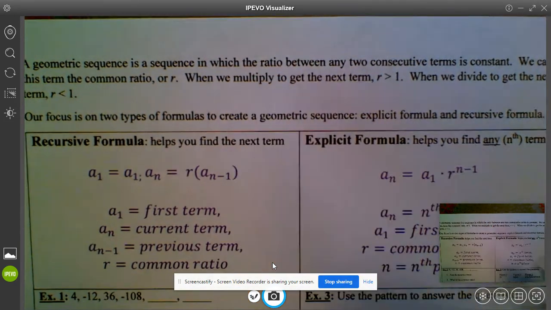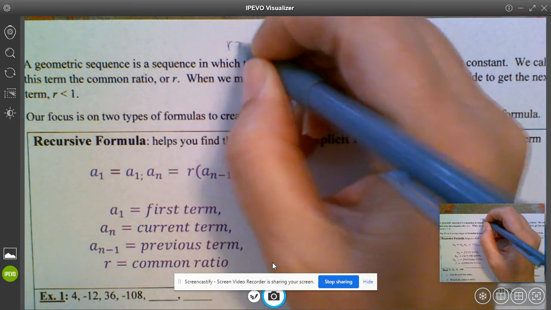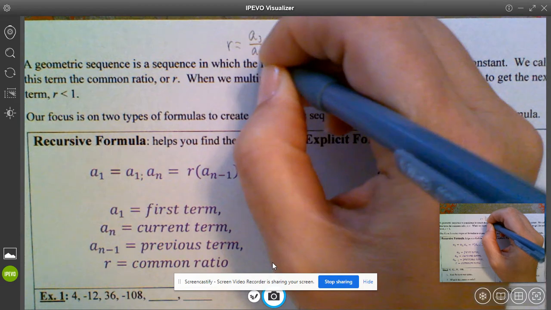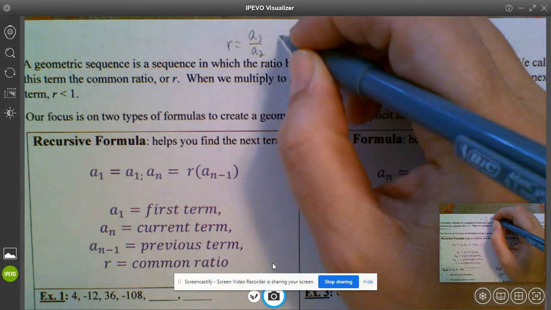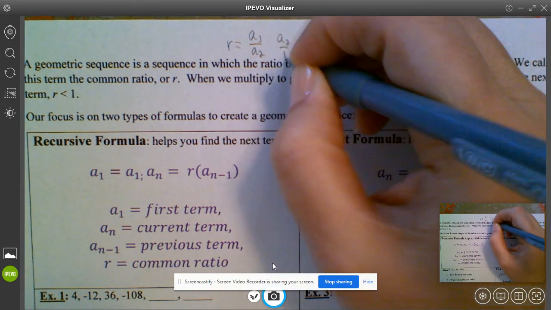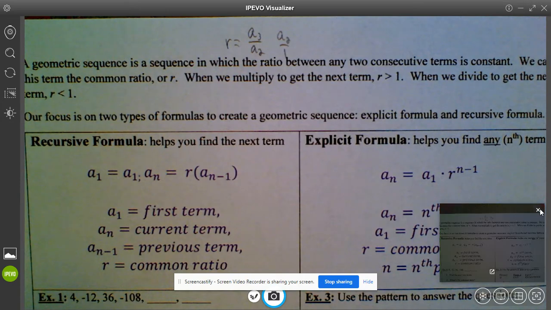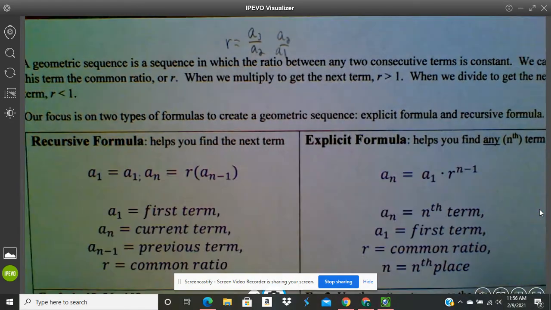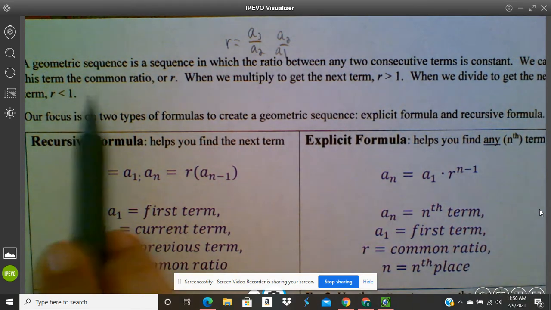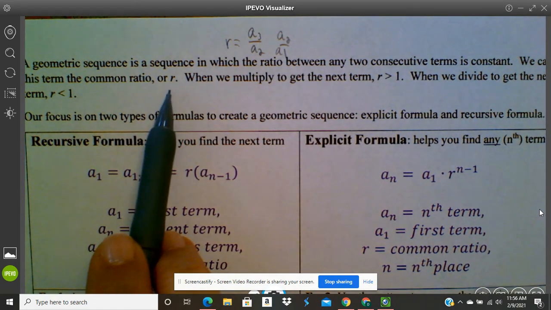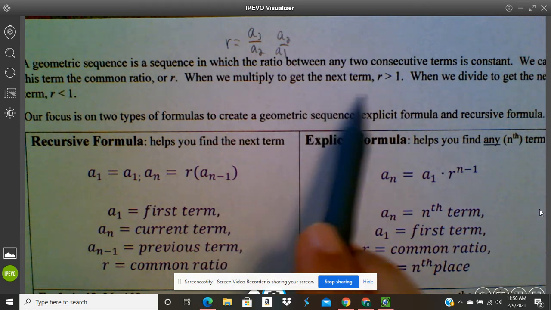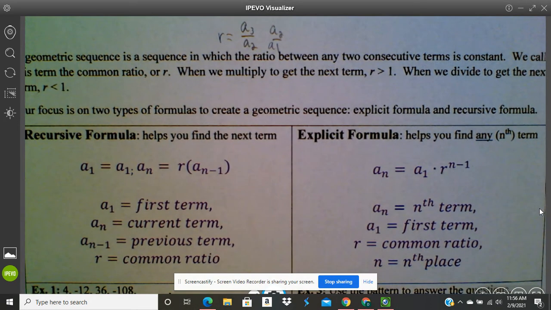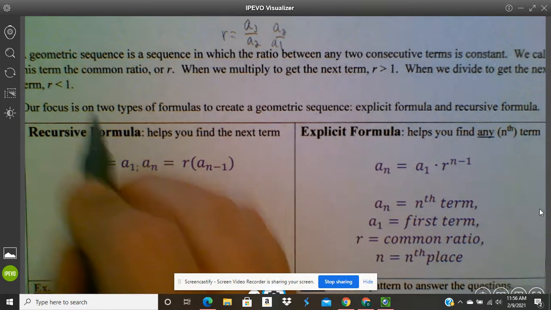And if you're ever unsure how to find it, just remember the common ratio will be the third term divided by the second term, or the second term divided by the first term, or whatever the case may be. So you call this term the common ratio, or r. When we multiply to get the next term, r is greater than 1. When you divide to get the next term, r is less than 1.